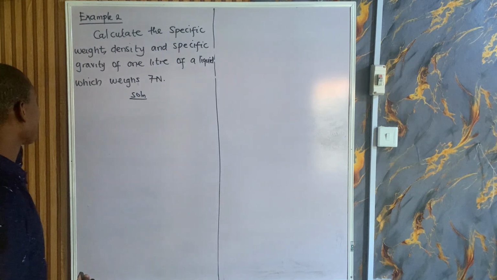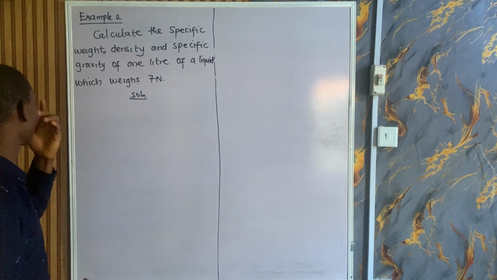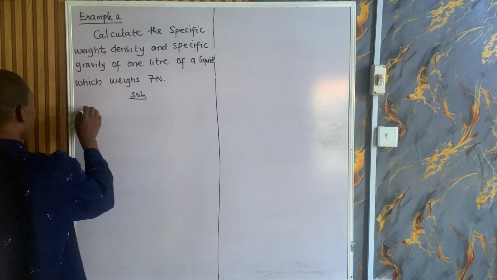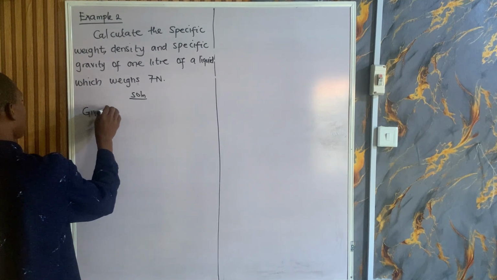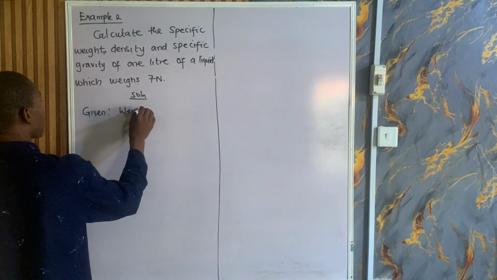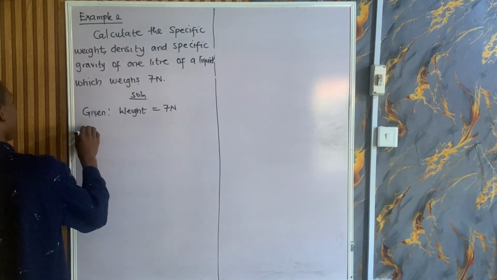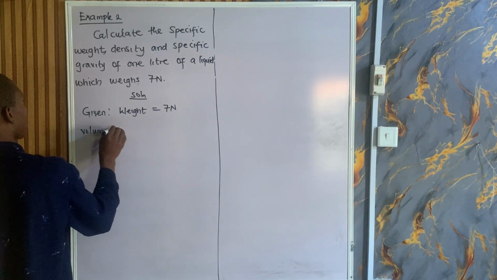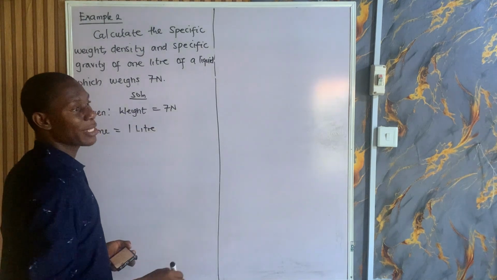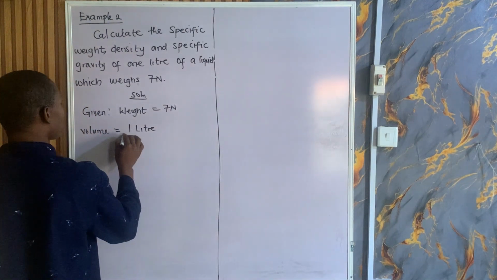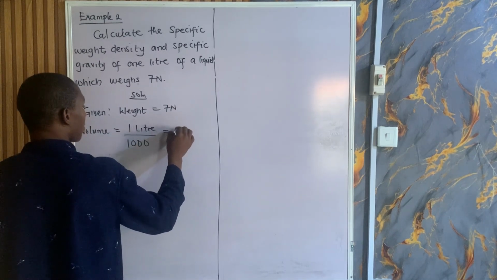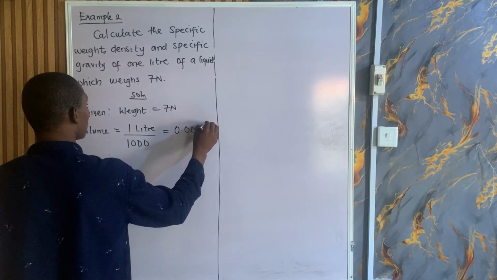Example 2, calculate the specific weight, density, and specific gravity of 1 liter of a liquid which weighs 7 Newton. Okay, let's write out the given parameters here now. We are given the weight, 7 Newton, and we're also given the volume. The volume is 1 liter, but we have to convert to SI units now. So we divide by 1000 to get it to meter cube. That will be 0.001 meter cube.